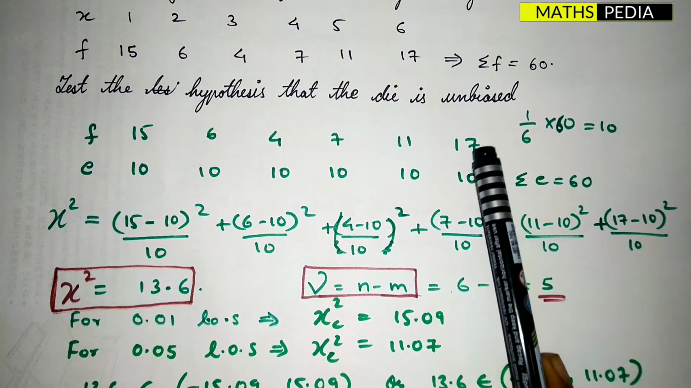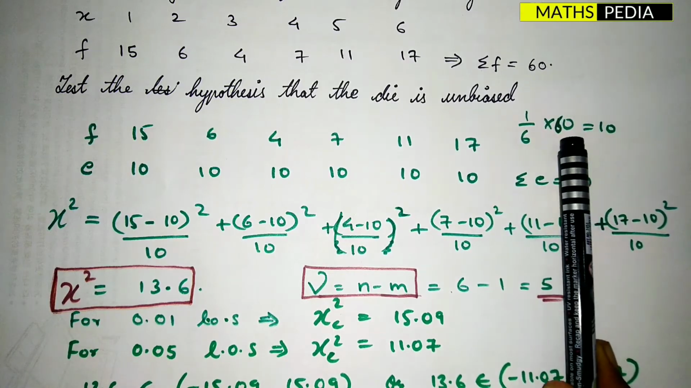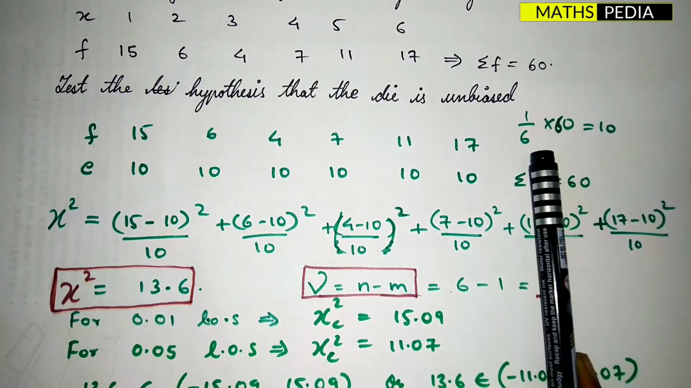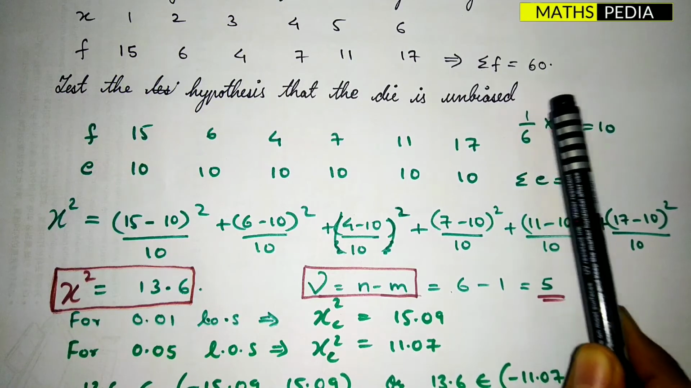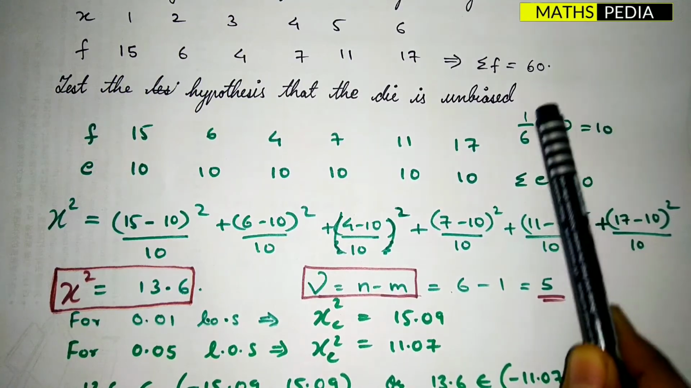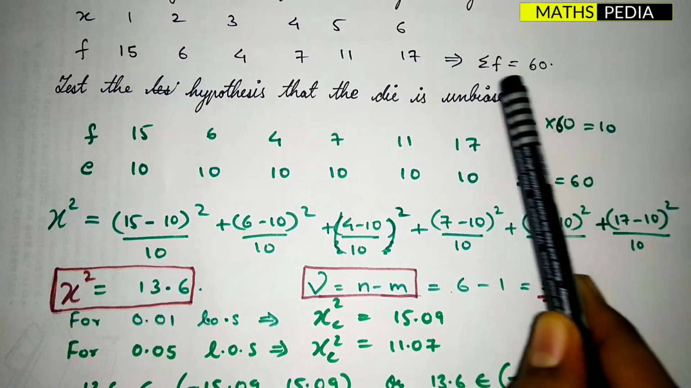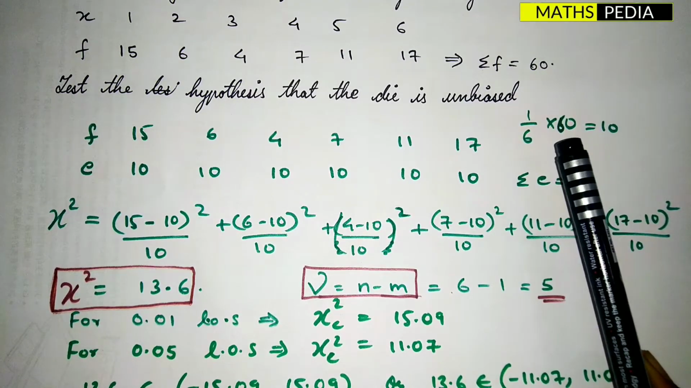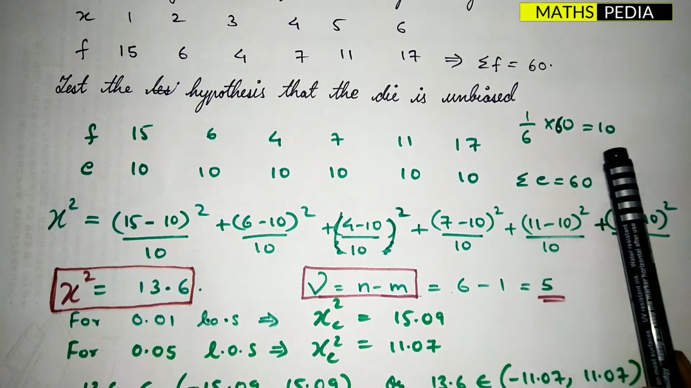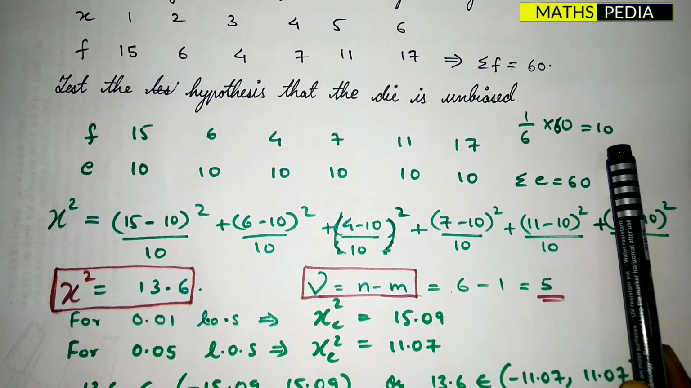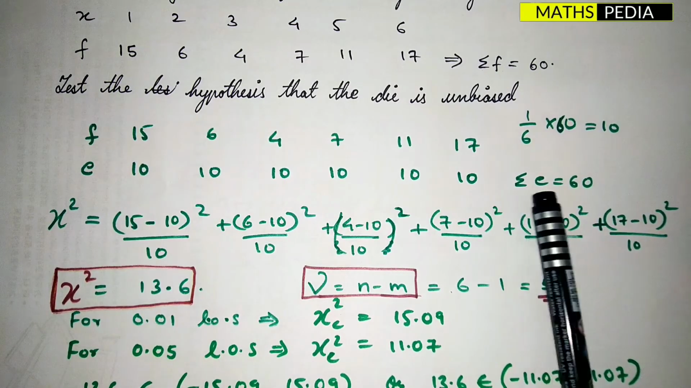Appearing in 60 throws. There are 60 throws, so 1 by 6 is the equal probability of each number. 1 by 6 into how many throws are there, that is 60, or the summation of the observed frequency, that is 60, so 60 by 6 will give me 10. This will be the expected frequency for all the cases.